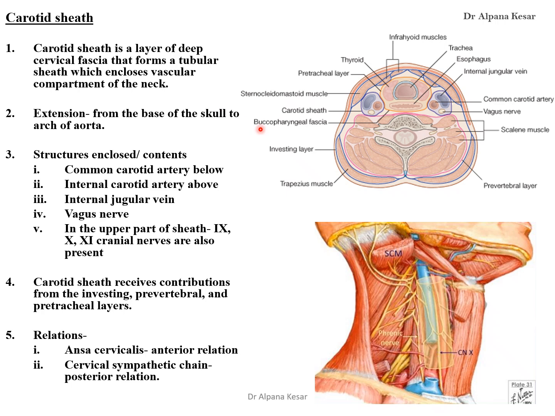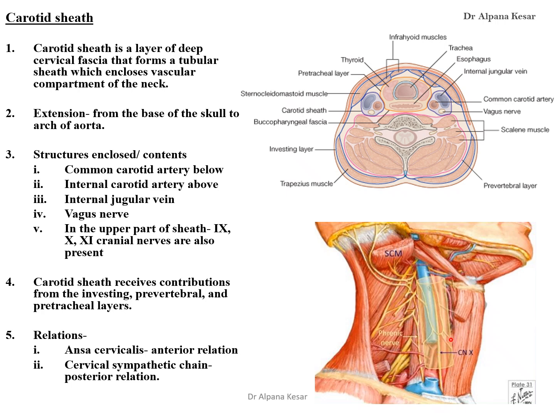Carotid sheath. This is carotid sheath. It is a layer of deep cervical fascia which is present one on each side. It is a tubular sheath which encloses the neurovascular compartment of the neck. Its extension is from the base of the skull above to the arch of the aorta below.